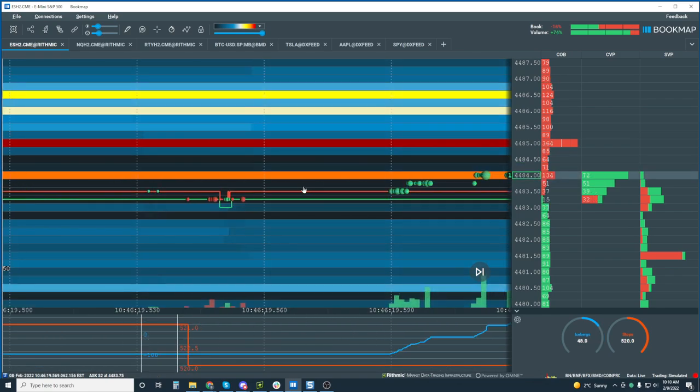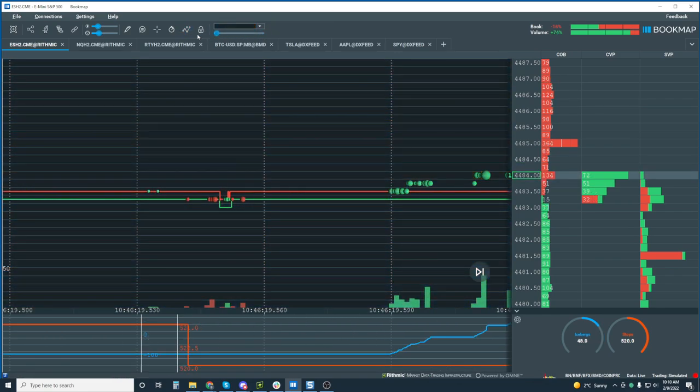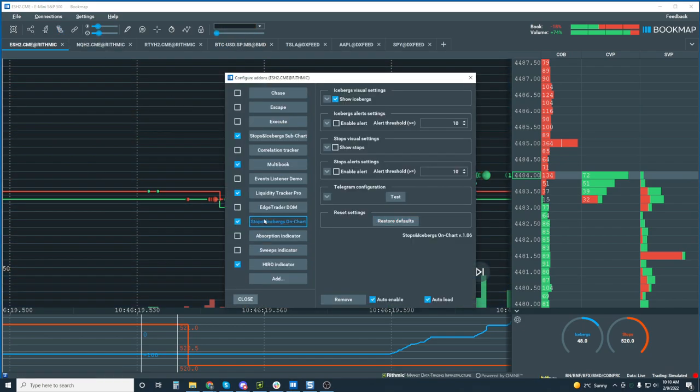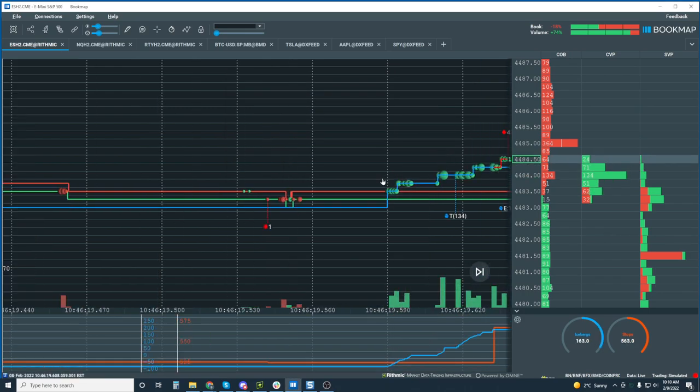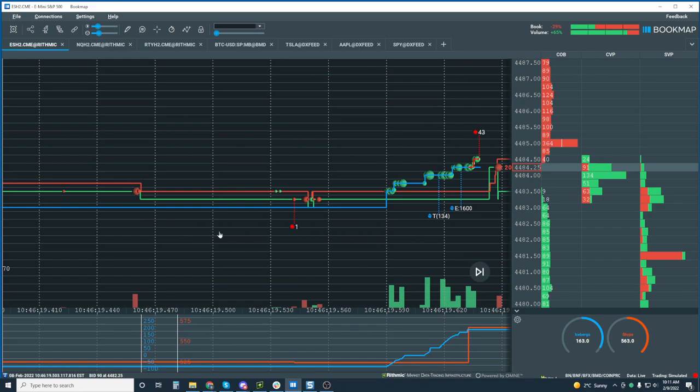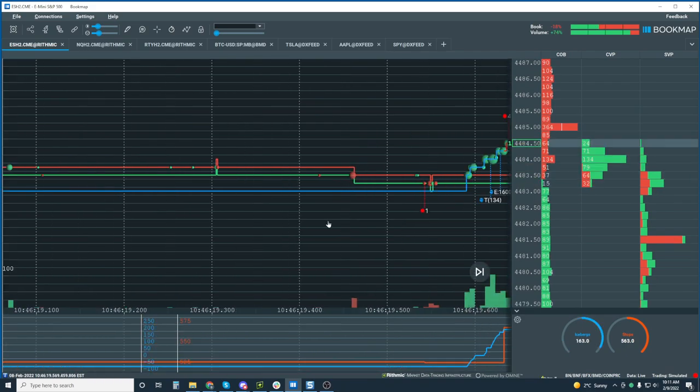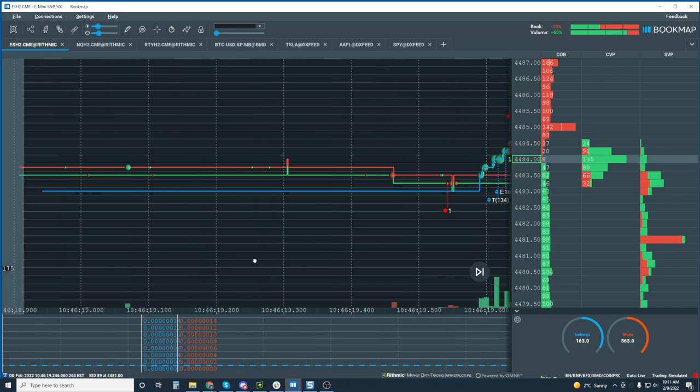Okay, and let's show the stops as well. All right, this blue line, and you know what? I'm going to reduce the heat map here for now. Okay, reducing the heat map. Hold on. Stops and icebergs and stops. There we go. Okay, so this was a big iceberg in here. This blue line.